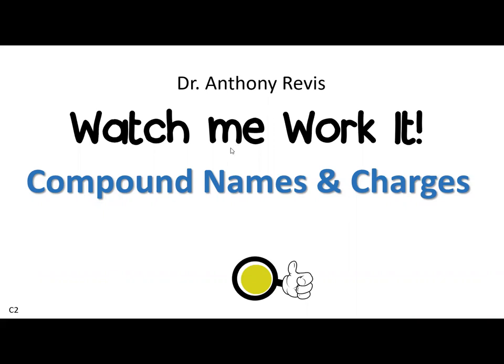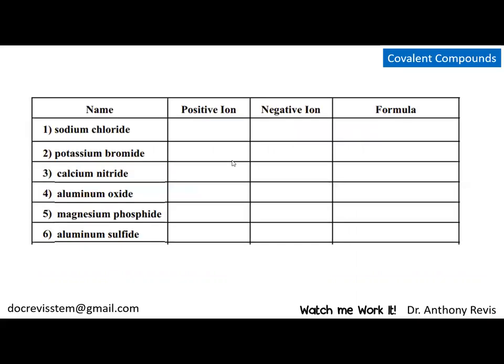In this video we're going to name some compounds and look at charges. Here we go. Let's start with some ionic compounds. These are ionic because they're group one and two on the left side of the periodic table, typically combined with group 16, 17 on the right side of the periodic table. So they're known as ionic compounds. Let's see how we made these.